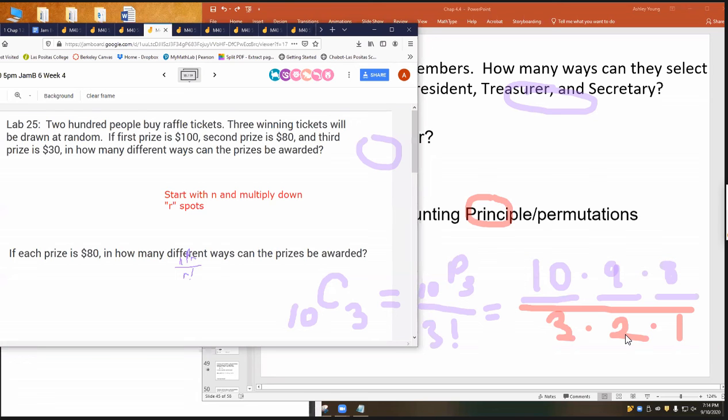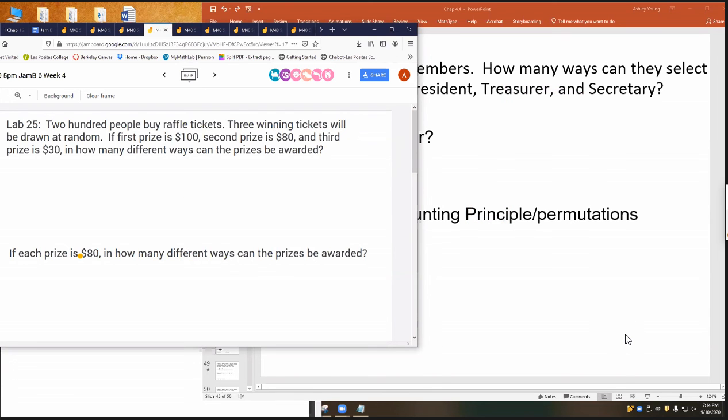Let me ask you something actually real quick before we go to make sure people are clear. Raffle tickets, first prize is 100, third prize is 30. Does order matter here? Yeah. 30 bucks is not the same as 100. But here, every prize is 80. So does it matter whether you get picked first or third? Order doesn't matter because you both get $80 either way.